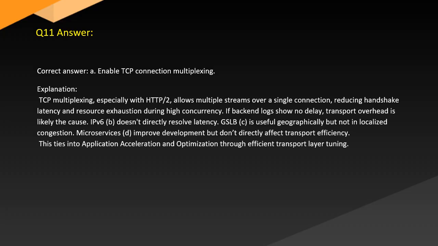B. Doesn't directly resolve latency. C. GSLB is useful geographically but not in localized congestion. D. Microservices improve development but don't directly affect transport efficiency. This ties into application acceleration and optimization through efficient transport layer tuning.